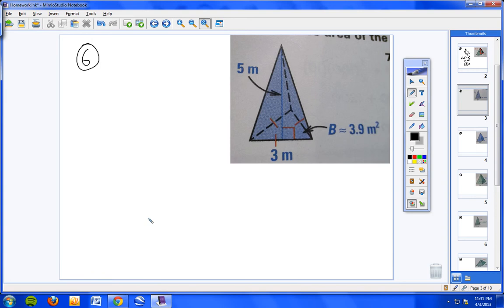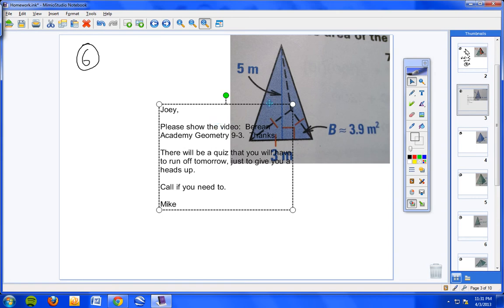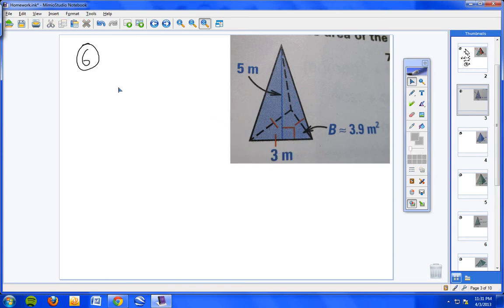Number 6 says find the surface area. Well, if we're going to find the surface area, you'll need this formula right here. S equals area of the base plus 1/2 perimeter of the base times the slant height. So let's go ahead and find B, P, and L.